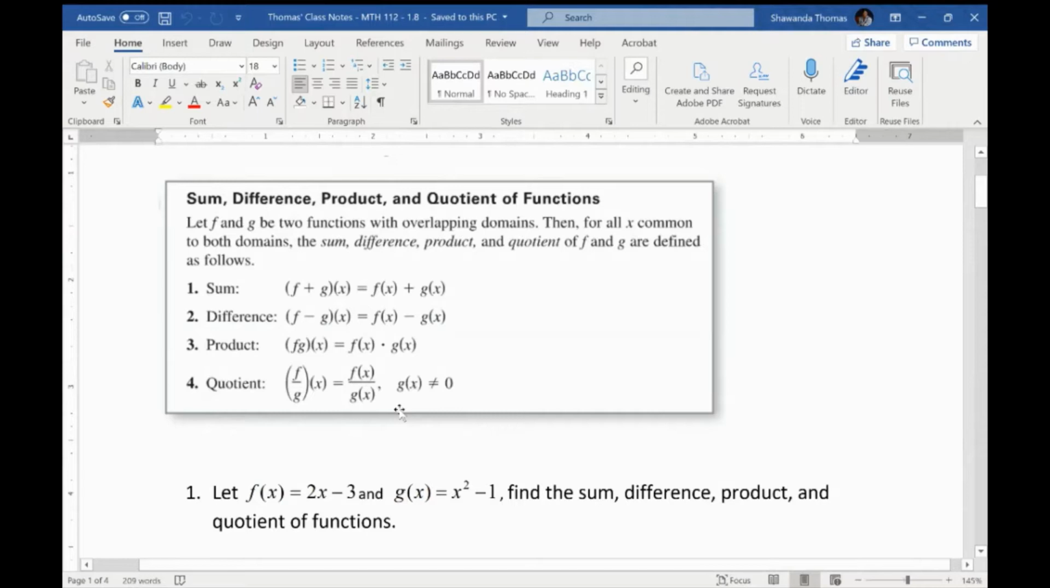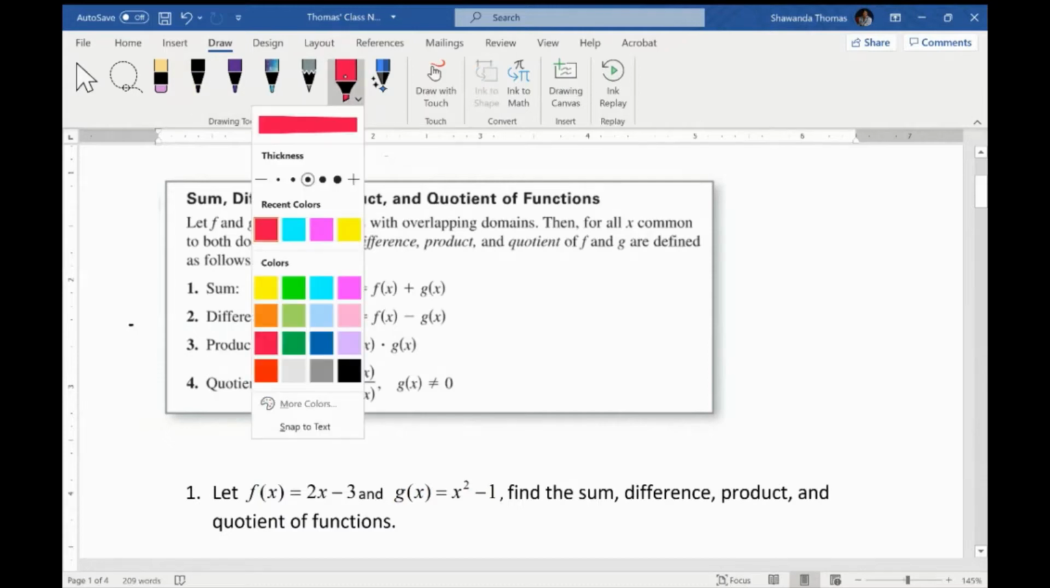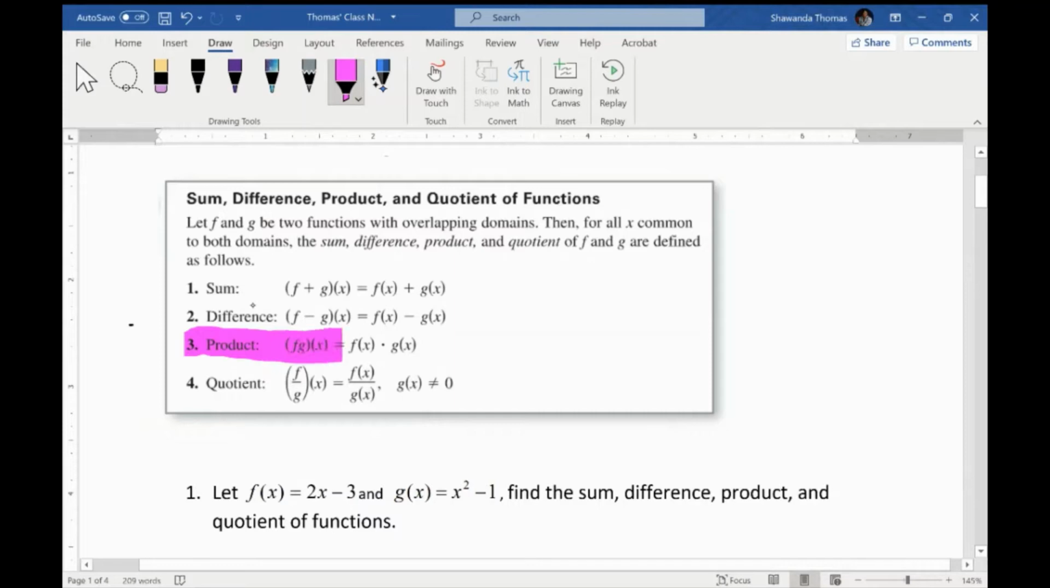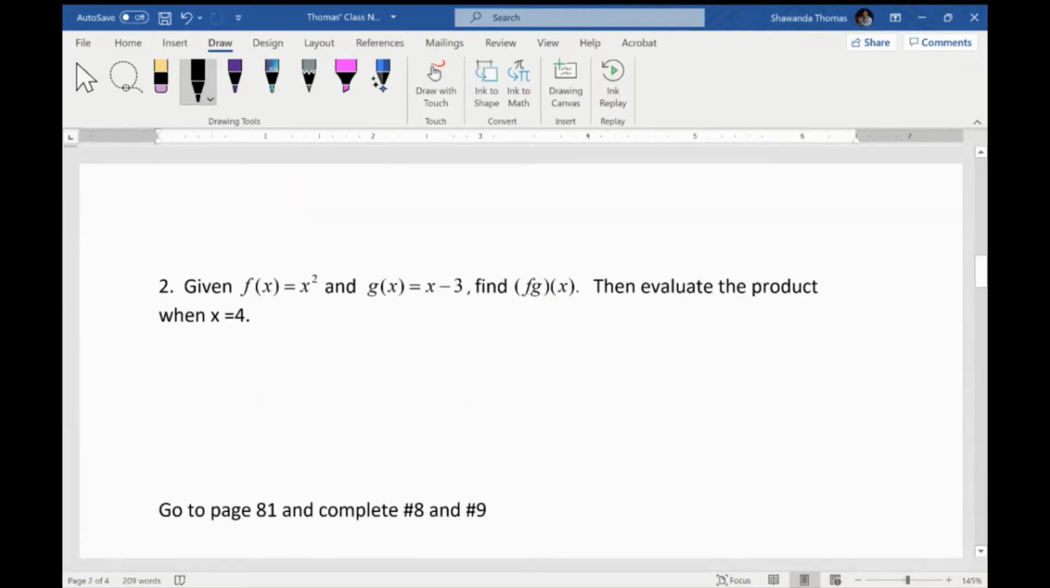So fg of x, let me highlight it. Fg of x is just the product here. F of x times g of x. That's all it means. F of x times g of x. So let's write it out. Fg of x equals f of x times, so you can put a dot here, g of x.